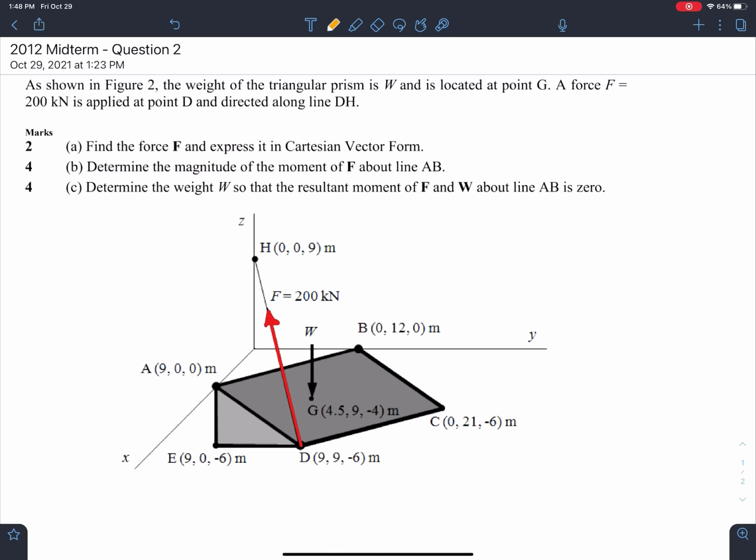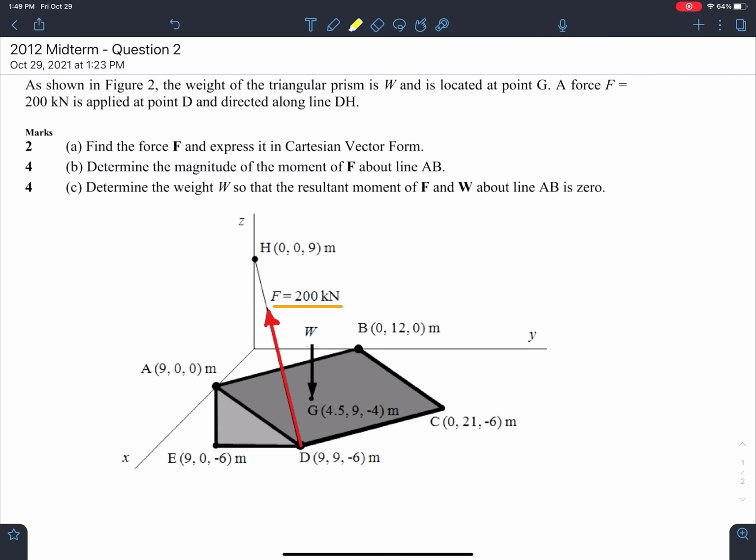So it says find the force F in Cartesian vector notation. Right now we are given F as simply a magnitude. And if you go back to the theory videos, I said that there are three different cases to get a 3D force into Cartesian vector notation. The first is a trigonometry case, which doesn't apply because we are not really given any angles. The second one is coordinate direction angles, which we're not given, so that doesn't apply either. And then the final one is a position vector case. This is the case when we are given 2 points along the line of action of our force.